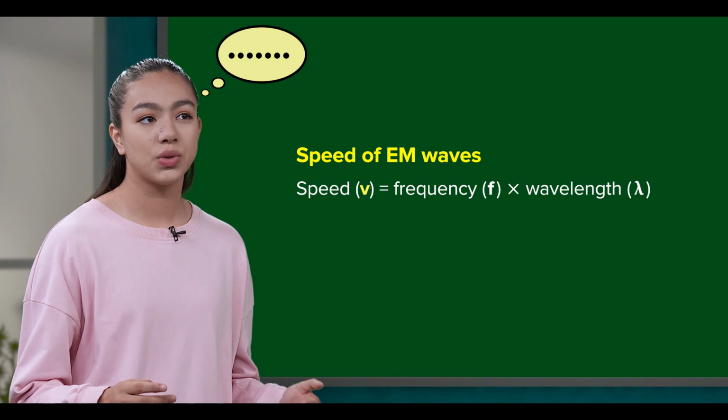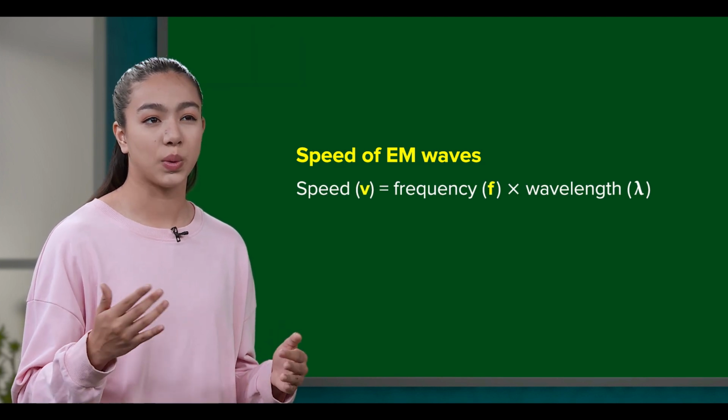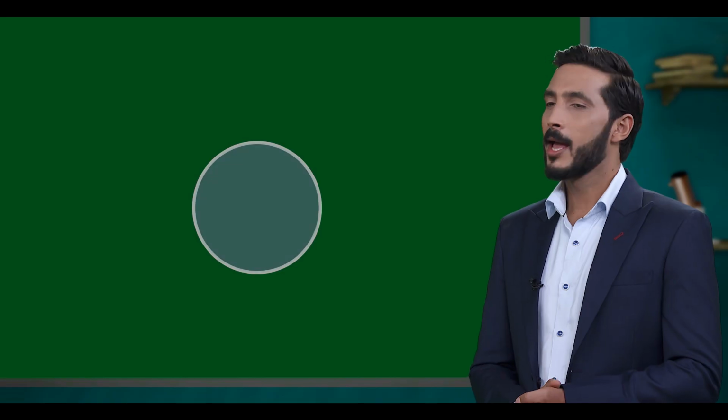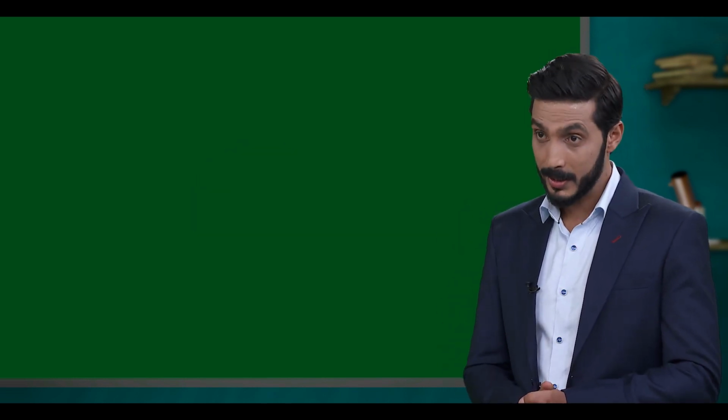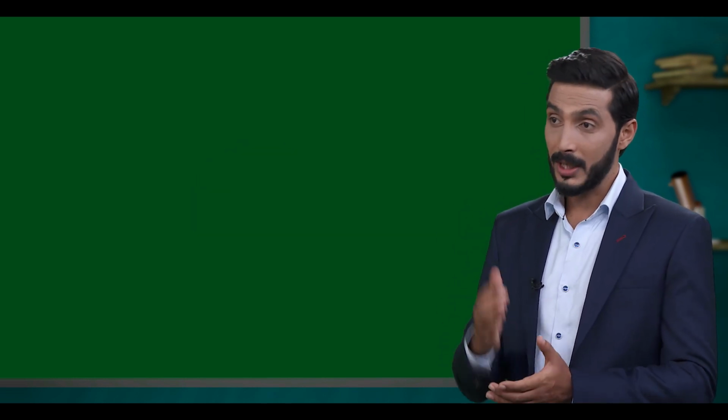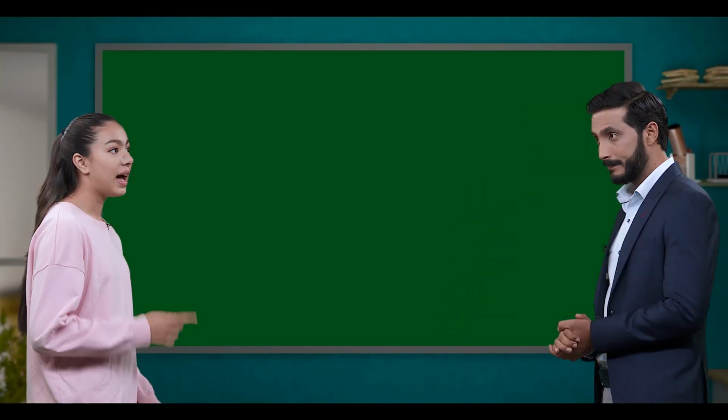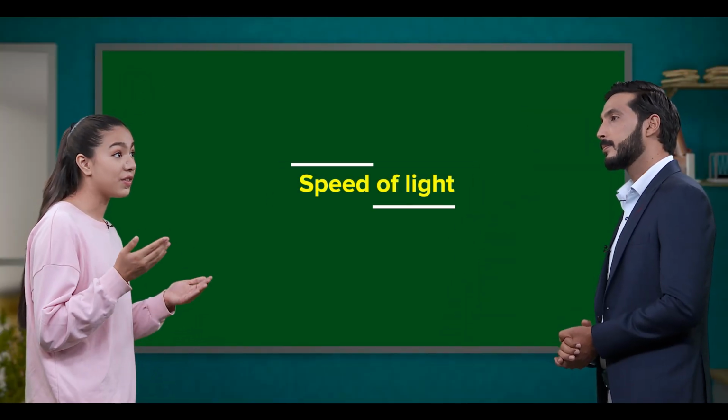Isn't that equal to the frequency times the wavelength of the wave? Very good. That's the general formula for all the waves. But for electromagnetic waves, we need a slight modification. I know its speed is the speed of light.